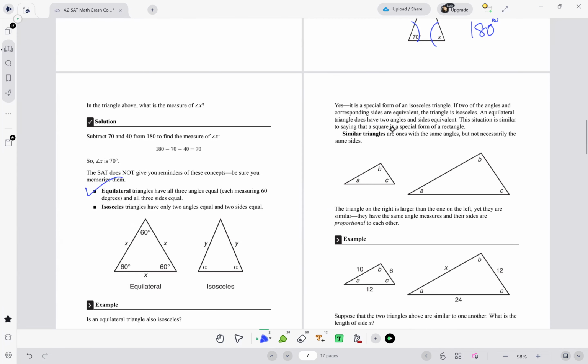What is equilateral and what is isosceles? You just need to know the definition of an equilateral. An equilateral triangle is a type of triangle which has the exact same length for each and every single side. It means that the length of this side, this side, and this side, all of the sides are the same. The exact same length.